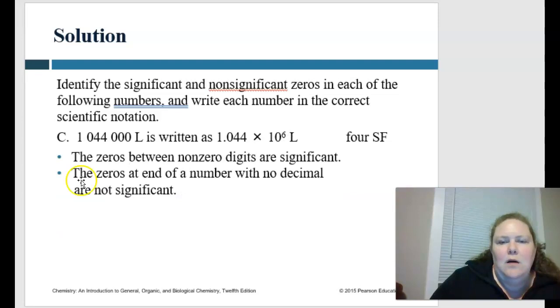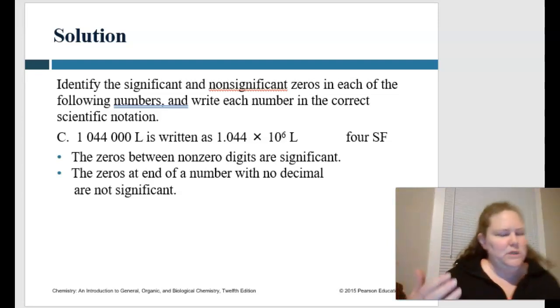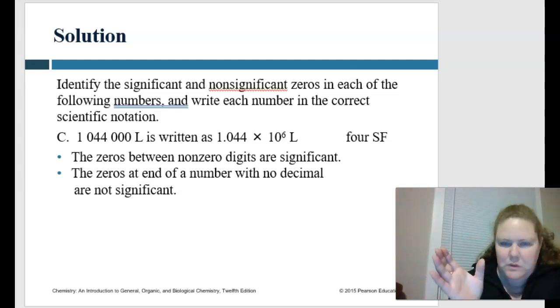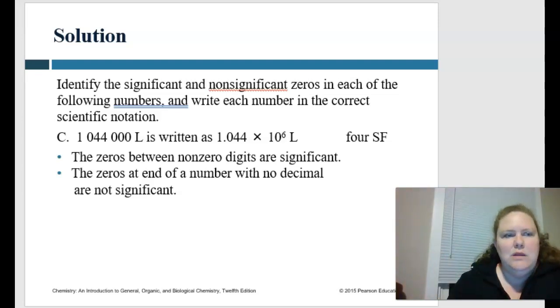For C, when we take this big 1 million number and write it as a power of 10, this would be 4 significant figures because these little zeros are non-significant. So you can see that if the zeros are placeholders, they're really not important enough to call them significant. They're there because they make the number pretty, and when we're not writing in scientific notation, we need them there. But other than that, when we write them in scientific notation, they would just be clutter.